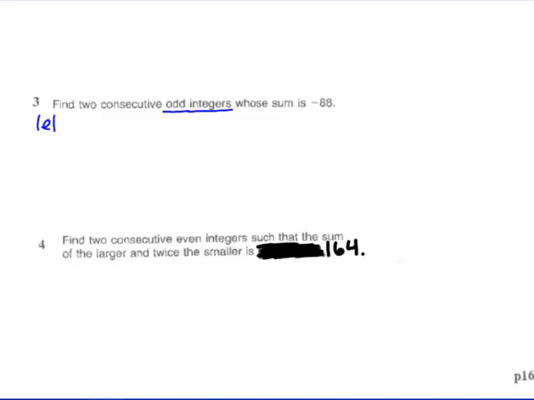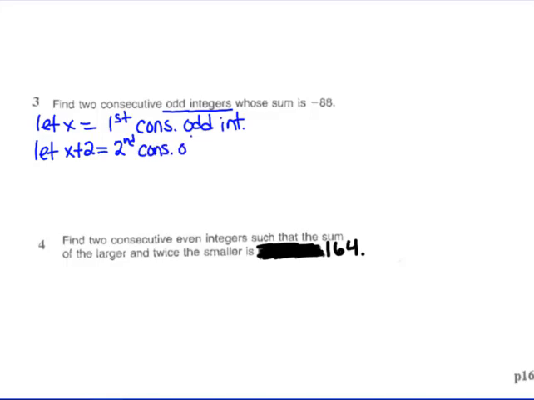So I'm going to write let statements. Let x equal the first, and I abbreviate consecutive, odd, and I abbreviate integers. So cons odd int. Then the next odd numbers, think about it. 1, 3, 5, 7, 9, they are 2 apart from each other. So I'm going to add 2 to my first one, and it will get me to the second consecutive odd integer. And that's how consecutive integer problems set up. The let statements are very simple.